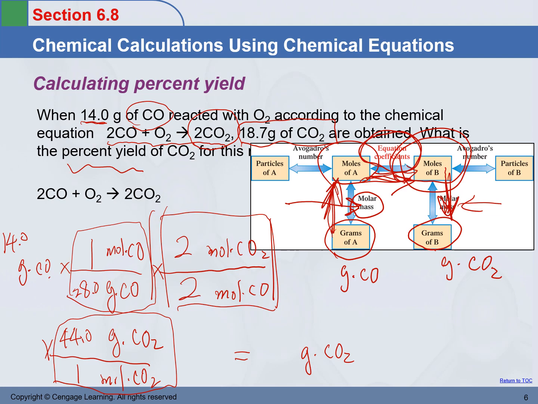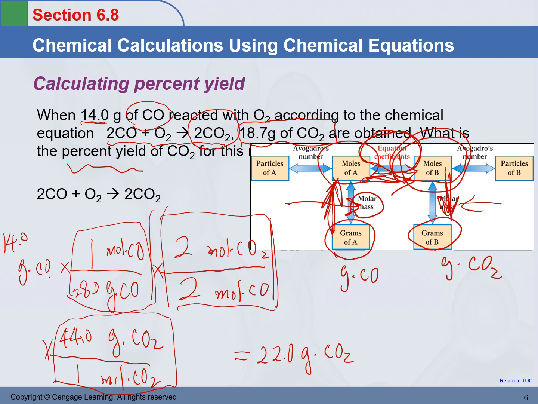Okay, let's do the calculation. It's going to be 14 over 28, 28 to 88, 22.0 grams of carbon dioxide. Theoretically, you're going to get 22.0 grams of carbon dioxide.